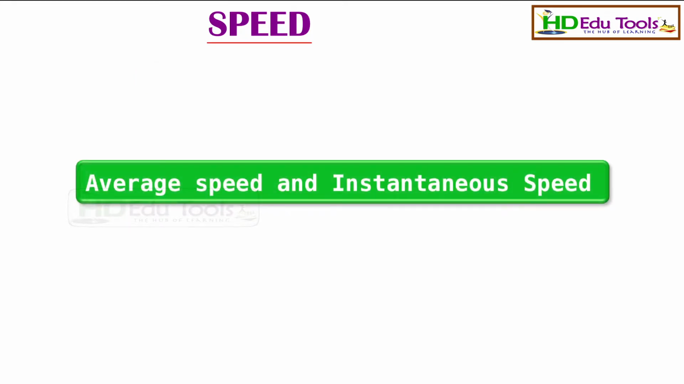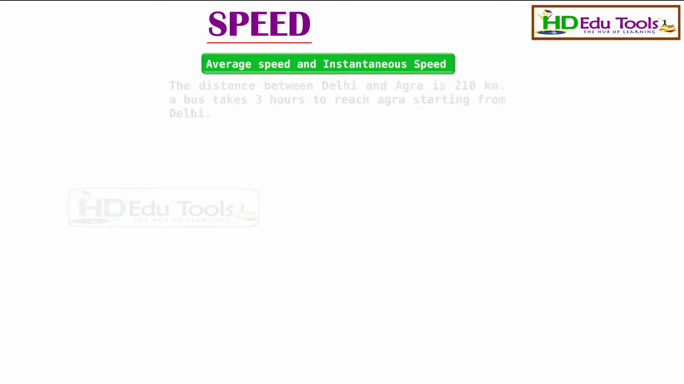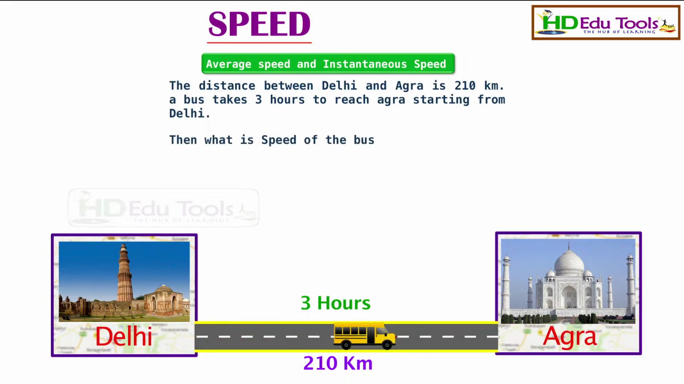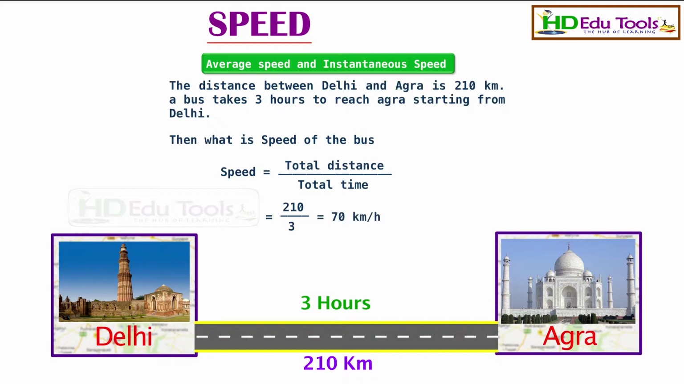And now we discuss average speed and instantaneous speed. To understand this, we take this example. The distance between Delhi and Agra is 210 km. A bus takes 3 hours to reach Agra starting from Delhi. Then what is the speed of the bus? In this case, speed is nothing but total distance by time. This is 210 by 3, which is equal to 70 km per hour. This is nothing but average speed.